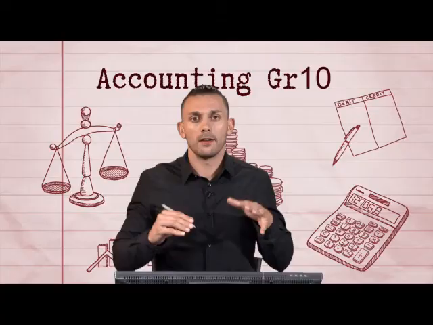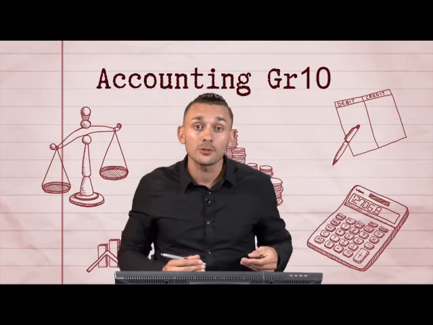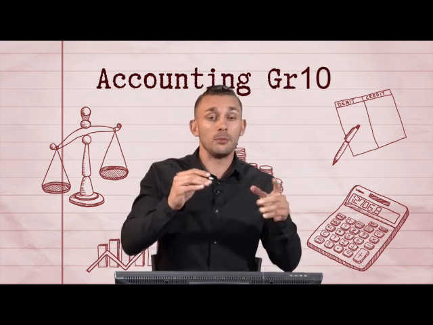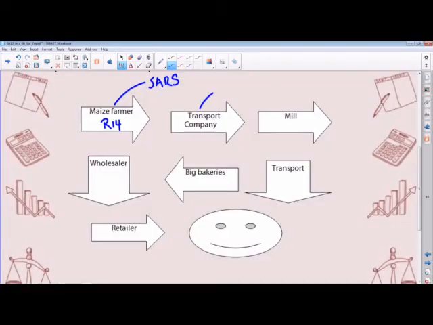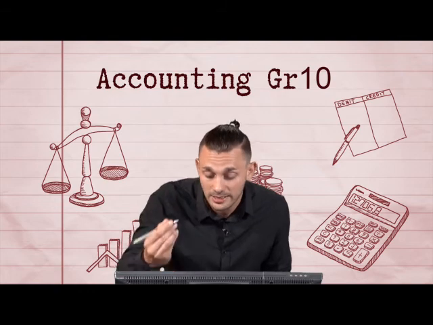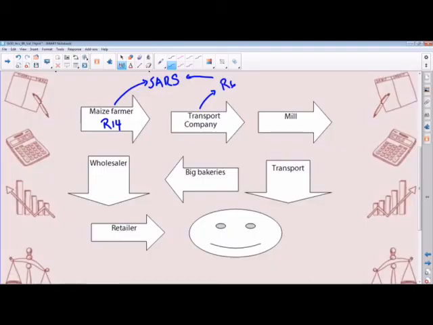Now remember, this maize won't just get to the mill. They need to get a transport company to transport all the mealies to the mill. This transport company will also charge a bit of VAT. Let's say they charge 6 Rand, and this 6 Rand will also go to SARS in the end. As you can see, the transport company delivers it to the mill, but now it's more expensive. So the mill will take the mealies and make it into flour. They go through a process, they will sell it for maybe 200 Rand now, and therefore they will charge 28 Rand VAT on this flour.